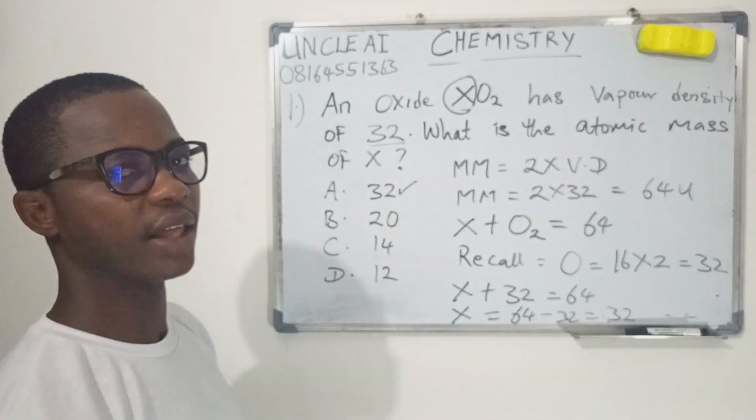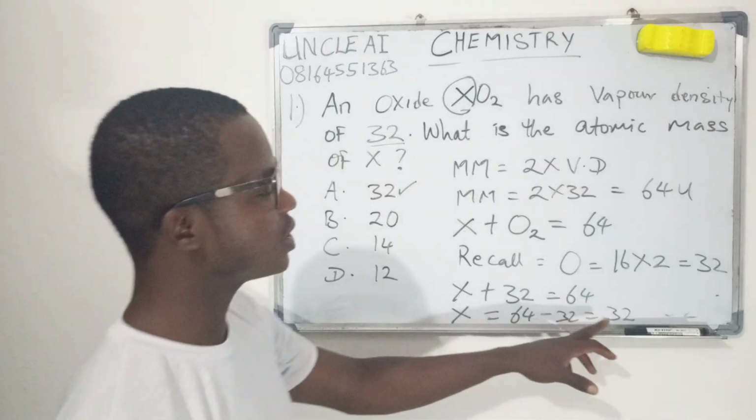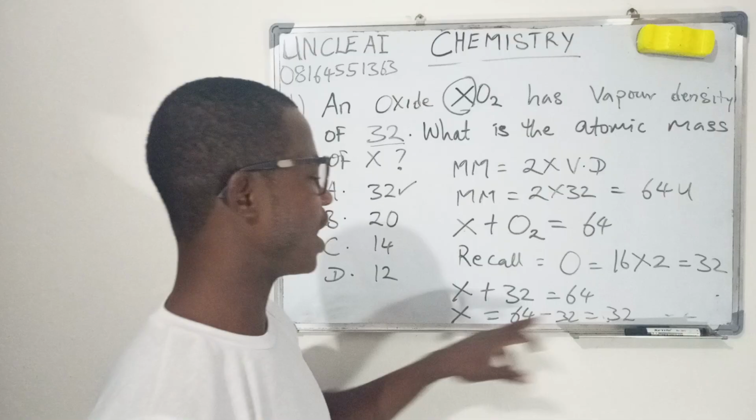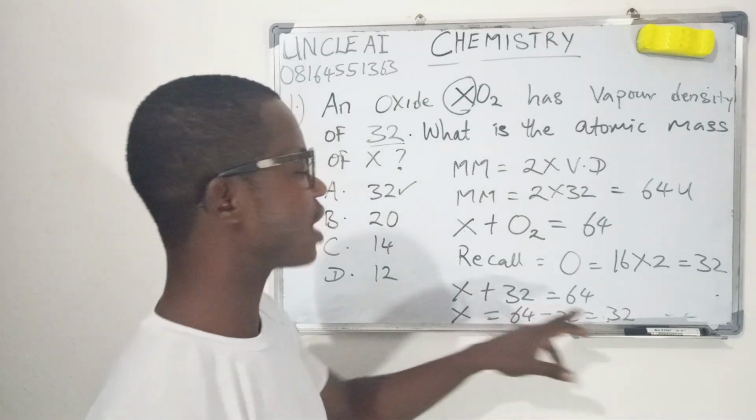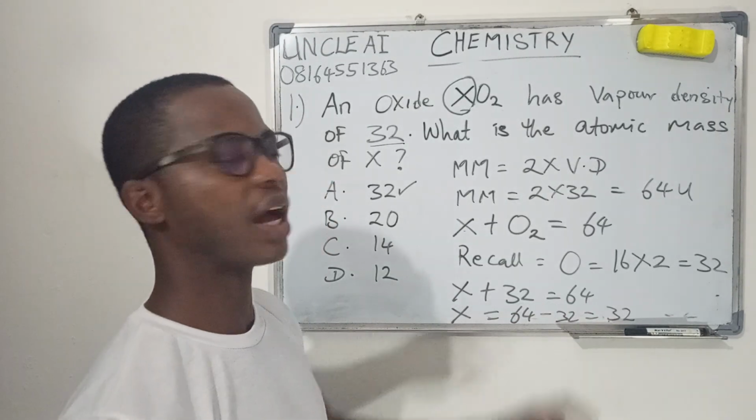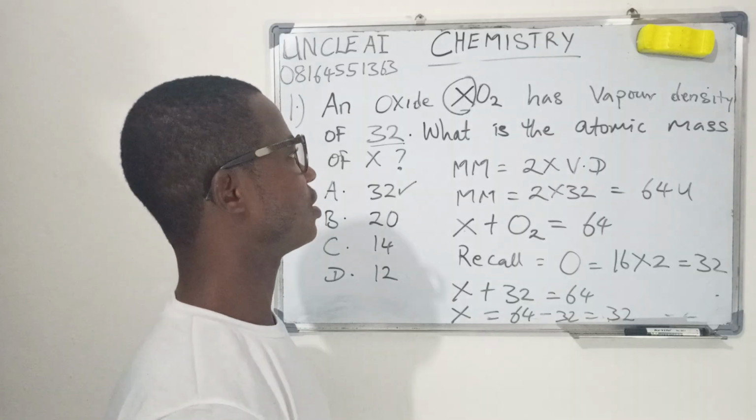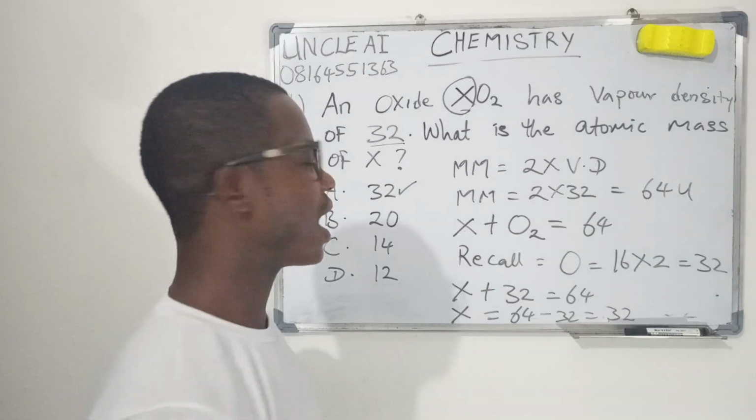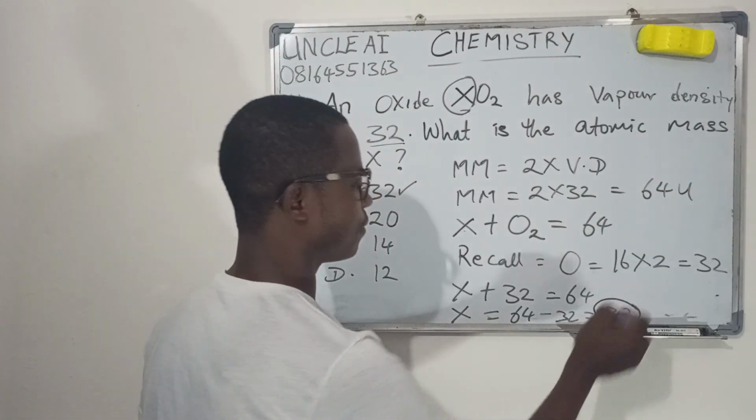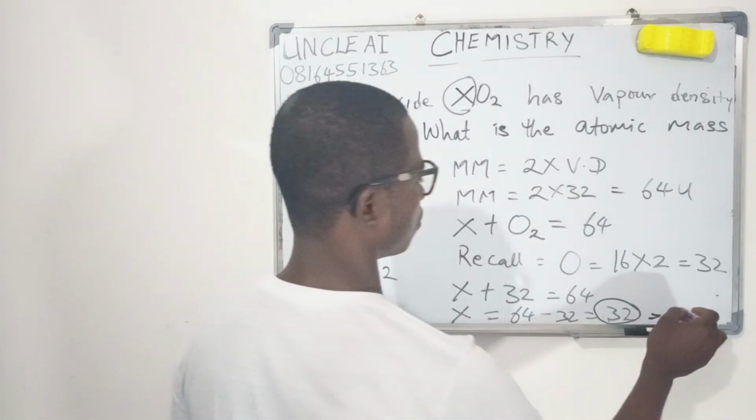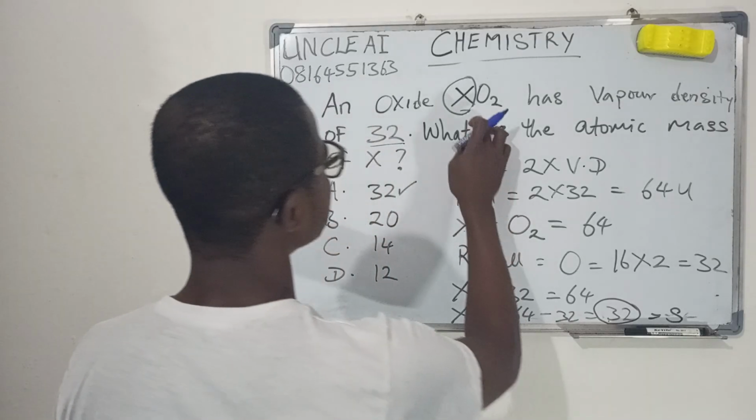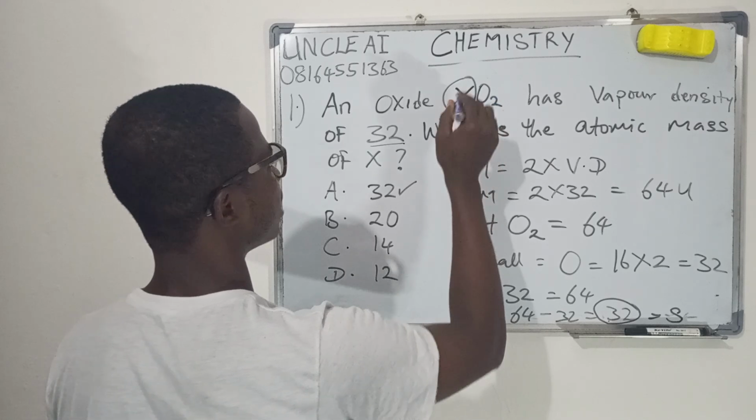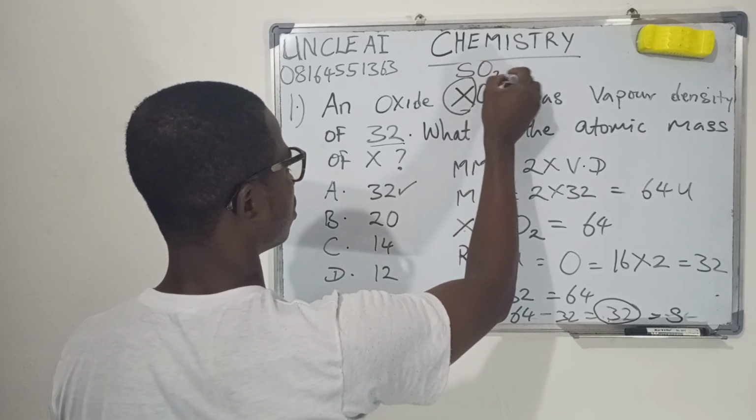Now, but it does not end there. We can use this atomic mass of X to determine the element that is being represented with letter X. Then the element that has atomic mass of 32 is sulfur. Therefore, this compound, rather this oxide, is sulfur IV oxide.